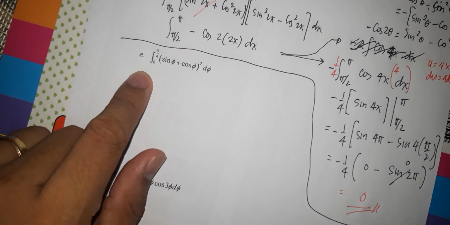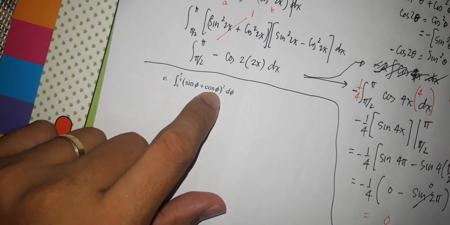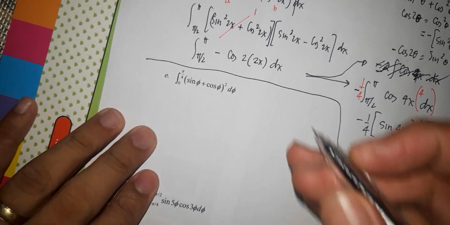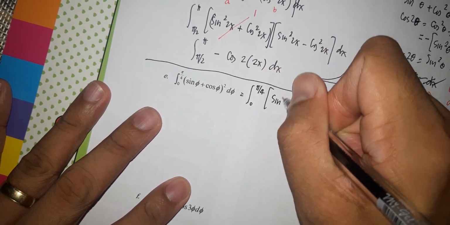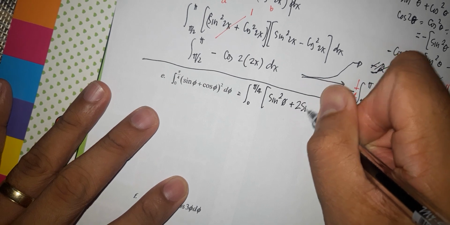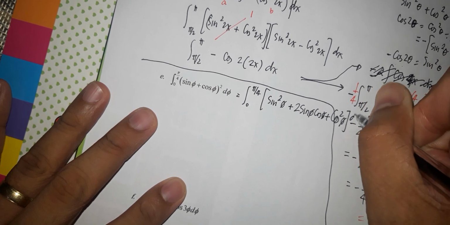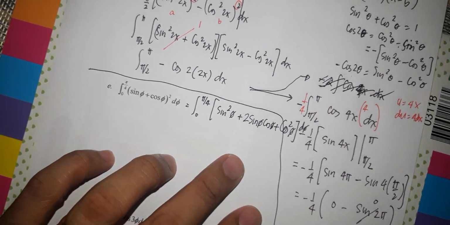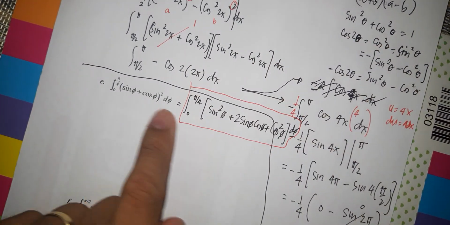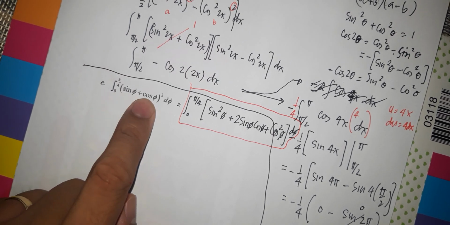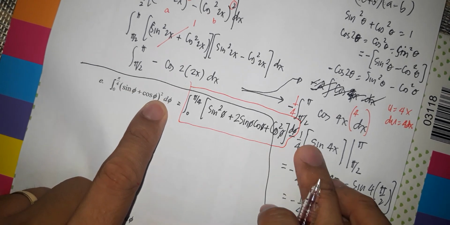So, for letter E, we have integral from 0 to pi over 4 of sine phi plus cosine phi raised to the second power d phi. So, all I need to do is to expand. So, that's 0 to pi over 4 sine squared phi plus twice the product of sine phi and cosine phi plus cosine squared phi d phi. So, in-expand lang natin. Expanding, again, sine squared plus twice the product of the two. That's 2 sine phi cosine phi plus square of cosine is cosine squared phi d phi.